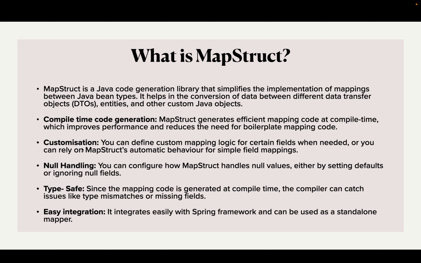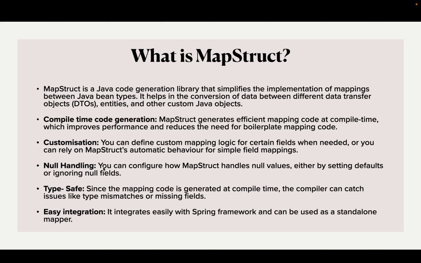The next important benefit is customization. We can define custom mapping logic for certain fields when needed. Suppose I need to add a condition saying that only if a specific field is true, then map it. For that specific custom mapping logic as well, we can add it in our MapStruct. I'll show it to you in the example. I'm just giving you the benefits of MapStruct now. Anyways, we are going to see all these benefits with a live code demo. So we can make any customization if we don't want to rely on MapStruct's automatic behavior for the simple field mappings.